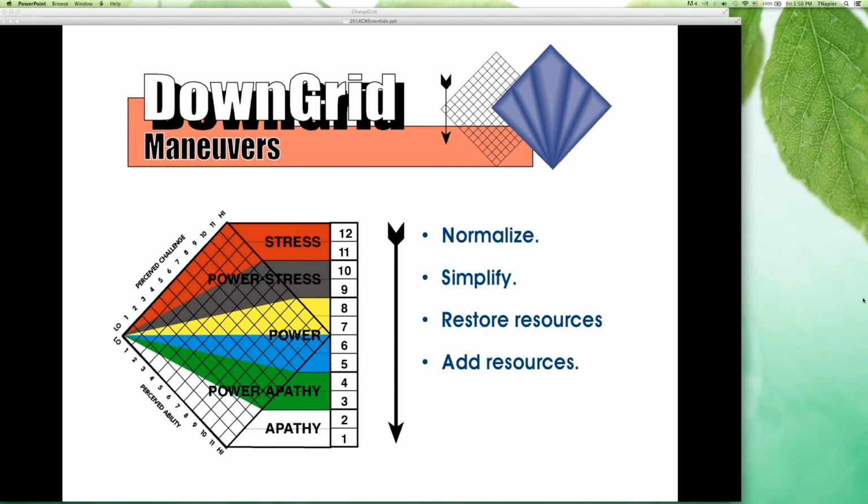Okay, so that was a little bit of review on downgrade maneuvers. Anyone have any questions, comments about downgrade maneuvers, or shall we move on? Okay. All right, moving on.